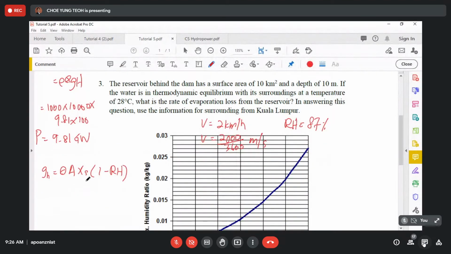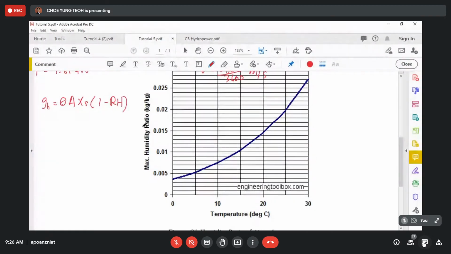XS is the saturation humidity ratio, referring to the maximum amount of water that can be held by the dry air at a given temperature and pressure. So now the temperature is 28 degrees Celsius, and the pressure is atmospheric pressure of 1 atm. So we can refer to this graph to find the saturation humidity ratio. 28 degrees Celsius, maybe around here, maybe 0.024. So XS is 0.024.